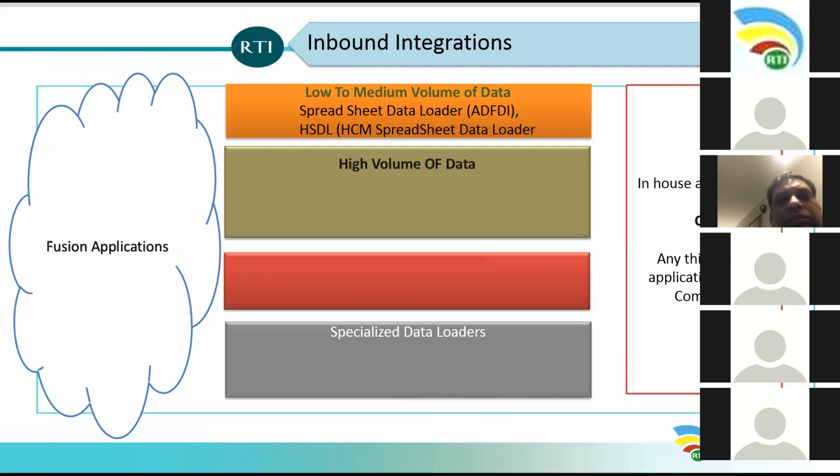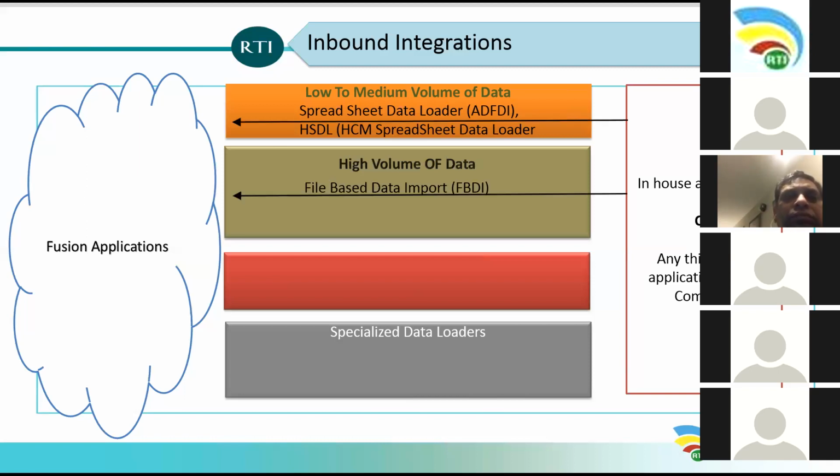When it's a high volume of data, Oracle has given a tool called file-based data import. All non-HCM applications use file-based data import to interact with the Fusion applications, and we use this tool heavily during initial implementations for migrations or conversions. There is also the HCM Data Loader, formerly FBL, which is used in the HCM modules. It is a very frequently used, day-to-day tool to interact with the Fusion applications.